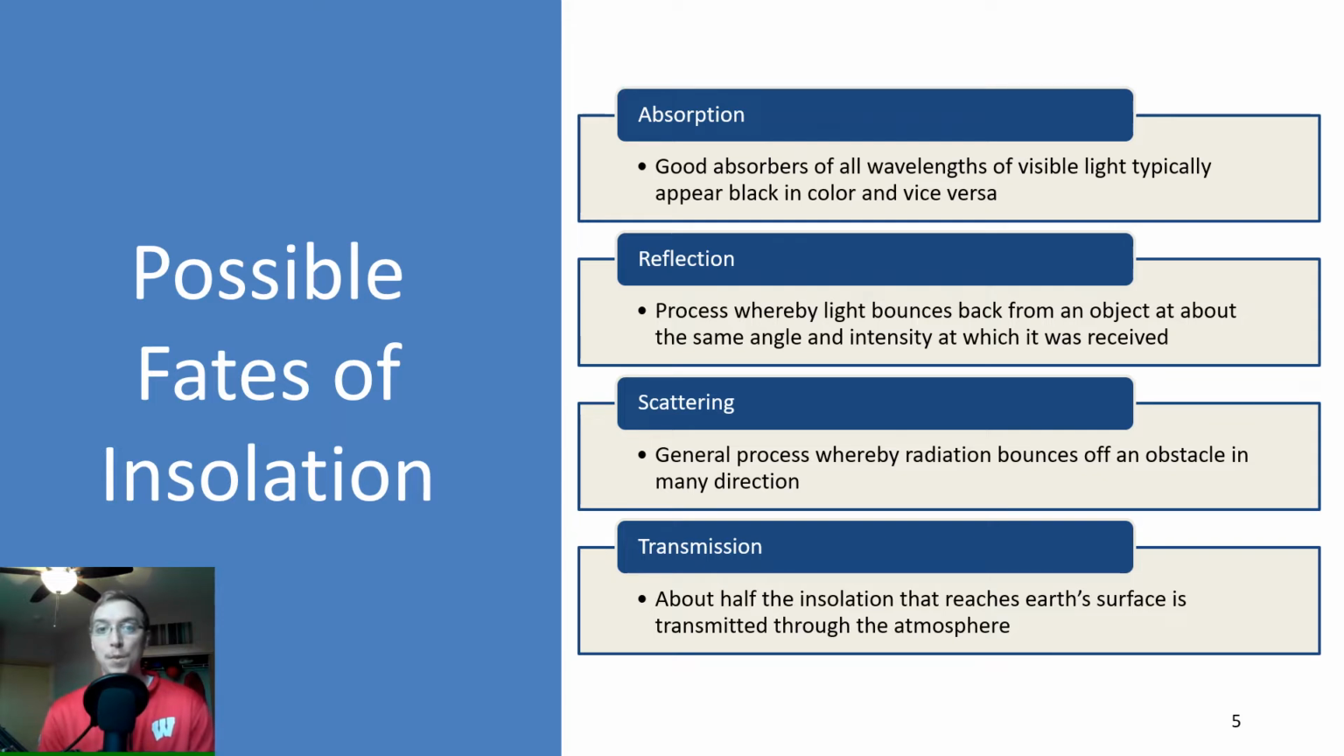Reflection is the process whereby light bounces back from an object at about the same angle and intensity it was received. Scattering is the general process whereby radiation bounces off an obstacle in many directions. And then transmission: about half of the insolation that reaches the Earth's surface is transmitted through the atmosphere.